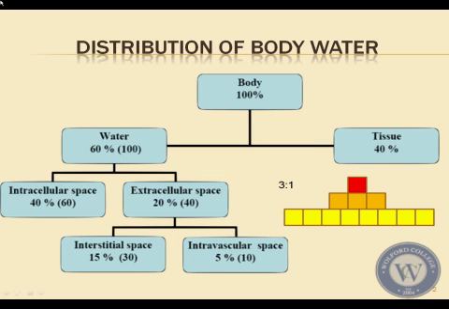Intracellular content of that total body weight is actually 40% of the actual volume. The extracellular space accounts for about 20%, and the extracellular space can be broken down into the interstitial space, which accounts for 15% of total body weight, and the intravascular space, which accounts for 5%.